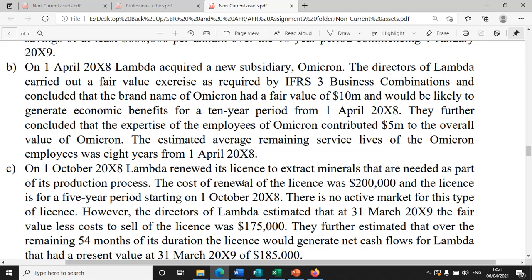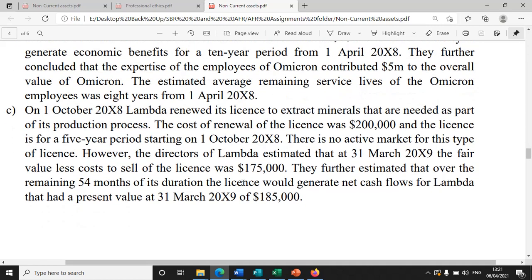Now, I want to make a comment on employee expertise, because we are told that they further concluded that the expertise of the employees of Omicron contributed 5 million to the overall value of Omicron. I think the employees' expertise cannot be recognized as an asset, as Lambda has no control over the employees. There's an exception, of course. If footballers are employees of the club, then we have an exception there, because footballers can be valued. All right, you need to think about that.